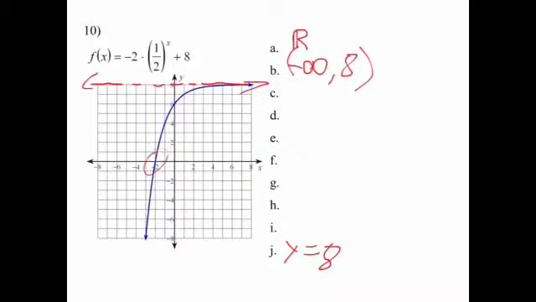C is where it crosses the x-axis. That's the point -2, 0. Where does it cross your y-axis? It's going to be right there at 6. And that's the point 0, 6.